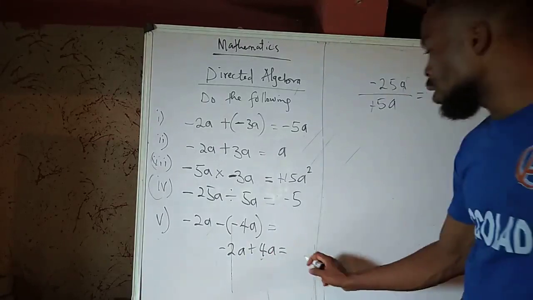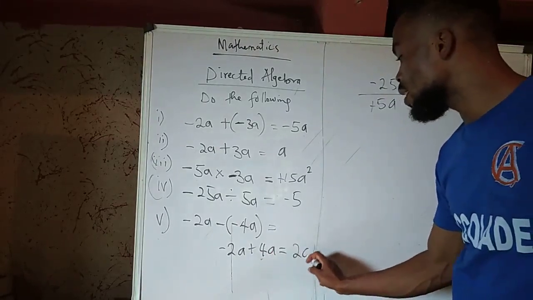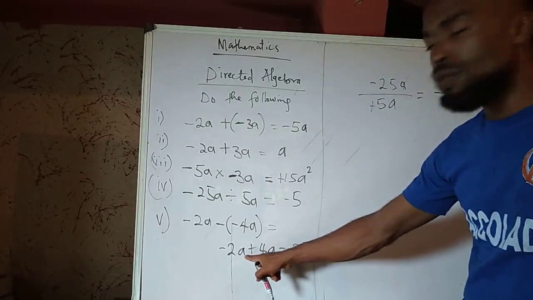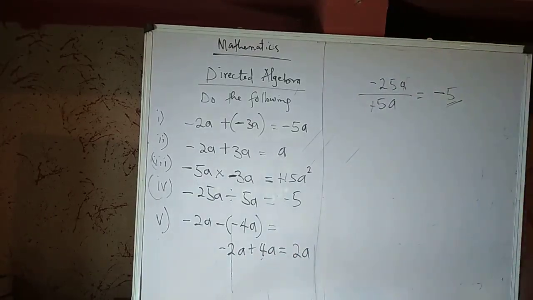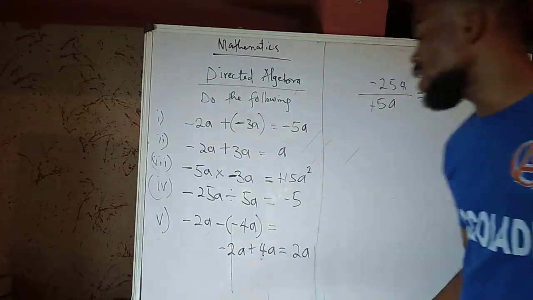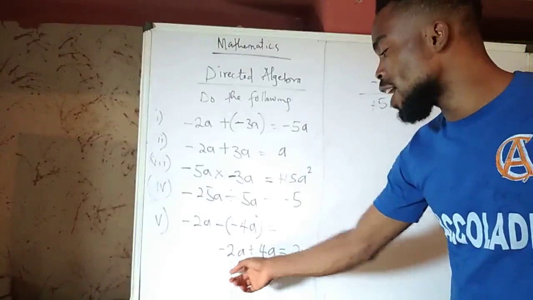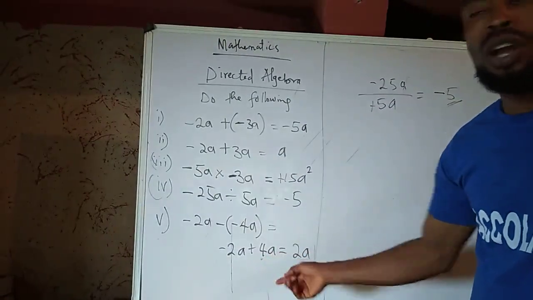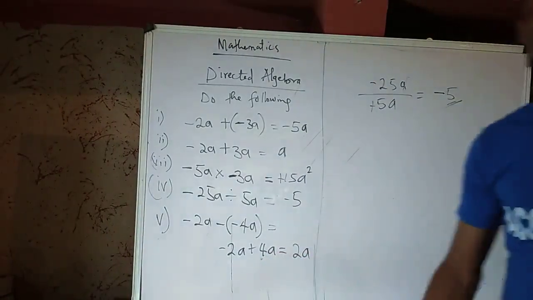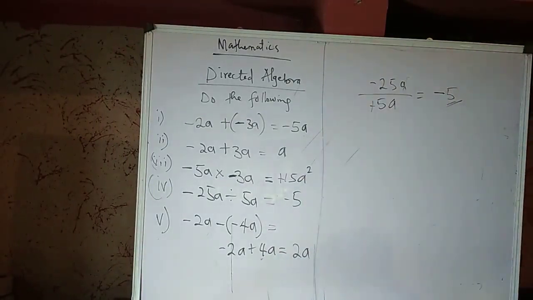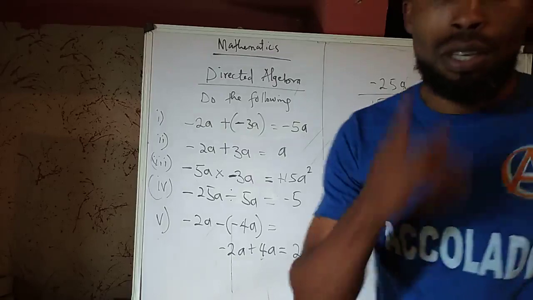Minus 2a plus 4a will simply give you what? 2a. Because you are owing 2a and then you have 4a. So by the time you pay off the 2a that you owe, you'll be left with what? The 2a. Okay? If you pay off the 2a that you owe from the 4a that you have, what will be left is the 2a. Okay, so that's it about directed numbers. We'll come up with something else.